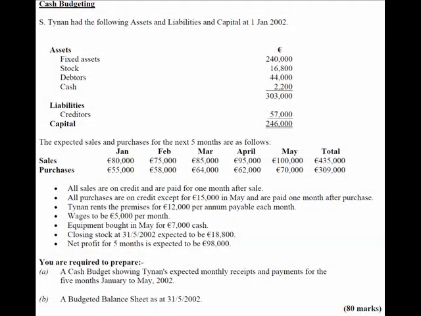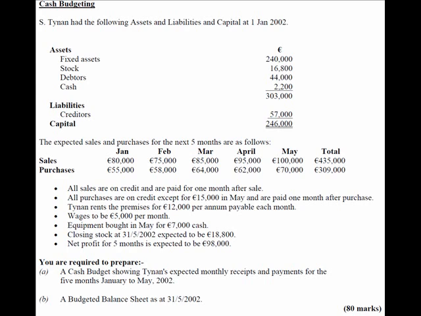This is a typical Ordinary Level cash budget question where they start by giving you the opening balance sheet, showing you the assets and liabilities and capital at the start of the year, and then, as in this case, they give you the likely transactions over the next few months. Here it's a 5-month period. The question goes on to ask you to do a budgeted cash budget and a budgeted balance sheet.